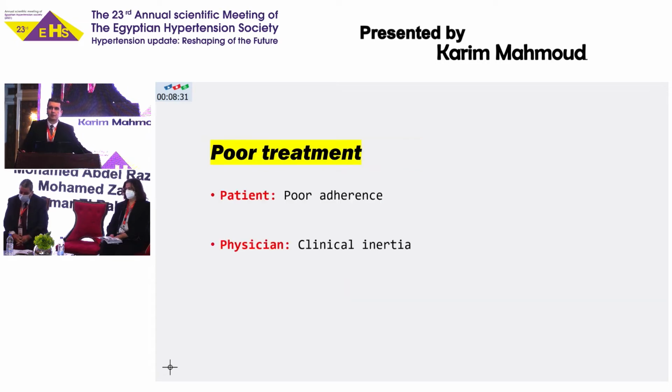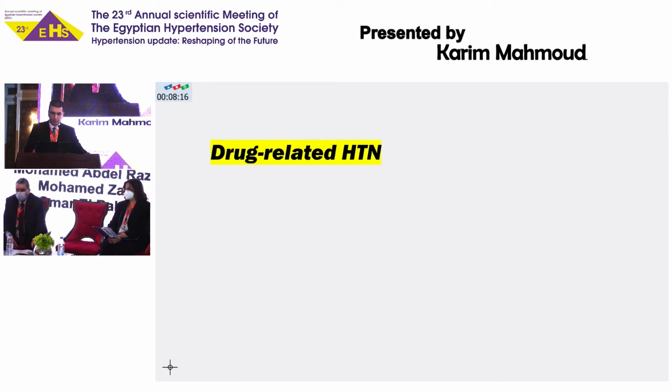We should exclude poor treatment control. The poor treatment can be due to poor adherence of the patients to the medication, or the clinical inertia of the physician to up-titrate the antihypertensive medication to the desired doses. Also, we should take a drug history from the patient.